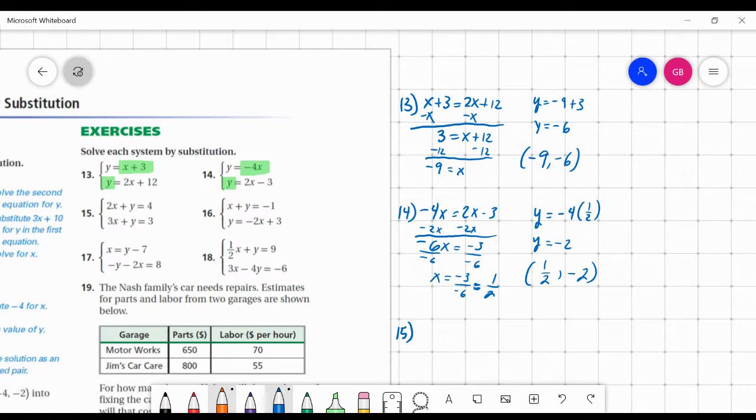15. We have 2x plus y is equal to 4, and 3x plus y is equal to 3. So I want to get the y by itself, so I'm able to substitute it. So I'm going to subtract 3x from both sides here. So y is negative 3x plus 3. So now that I know that y is negative 3x plus 3, I'm going to plug it in here.